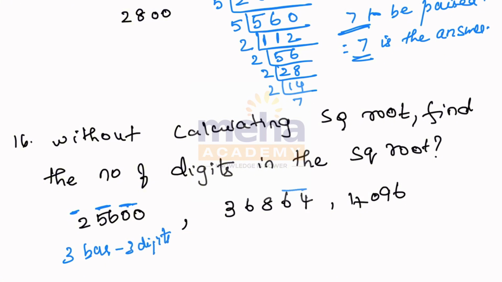So here I also bar it. We bar two numbers. So here also 3 bars. So again it is 3 digits. Here it is 2 bars. So it is 2 digits. This is how we find the number of digits without actually calculating.